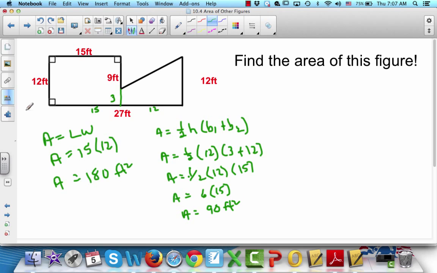And remember, what we're doing this time is we're adding this shape with this shape. So it's going to be 180 plus 90 equals 270 feet squared. And that's what we got with the last one. See, so it doesn't matter which way you do it. You just got to be able to figure out how you see the shapes whenever you look at this.